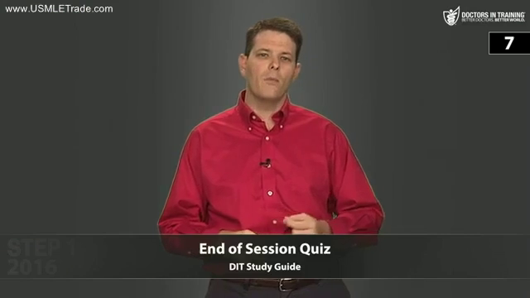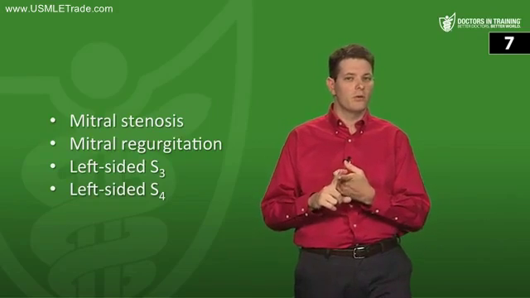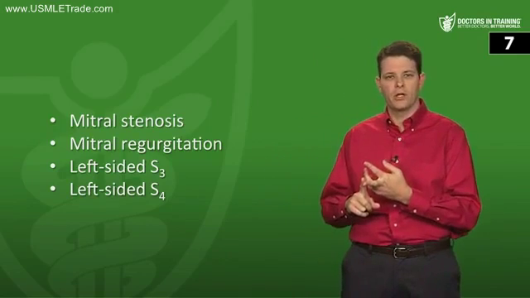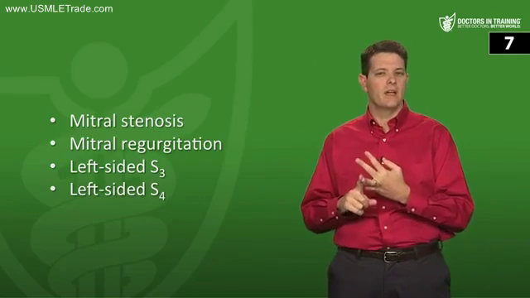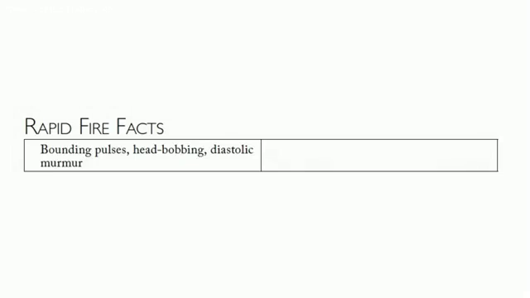And the last one, what murmurs are heard best in the left lateral decubitus position? We said it was your mitral murmurs, so both mitral stenosis and mitral regurg, and also left-sided S3 and S4 heart sounds. And then we have one rapid-fire fact for this video. Bounding pulses, head bobbing, and a diastolic murmur, that should make you think about aortic regurgitation.